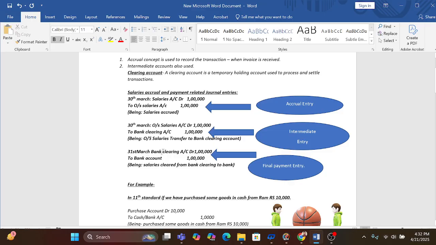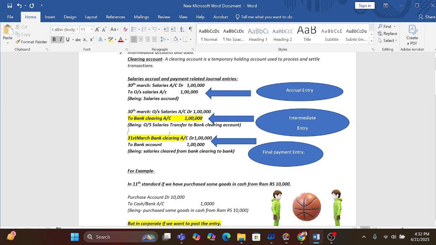In that case, I will post the entry bank clearing account debit to bank account. So here we are using the bank clearing account so that on the last day we don't need to calculate how much amount we need to give to our employees. It is helpful to retain the payment for a single day, and it helps us give the payment to our employees in one go. So we need the bank clearing account here.